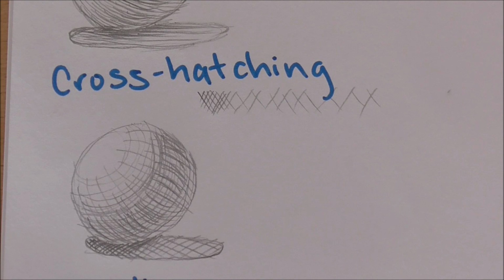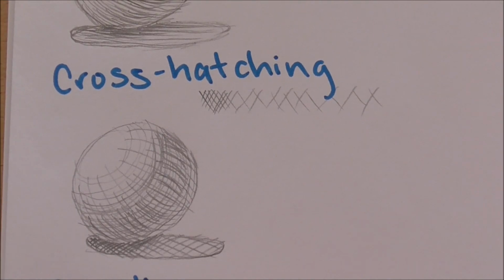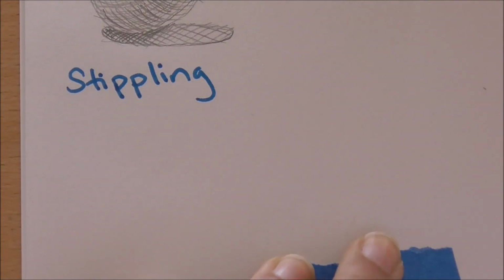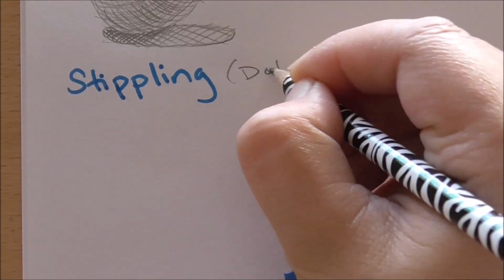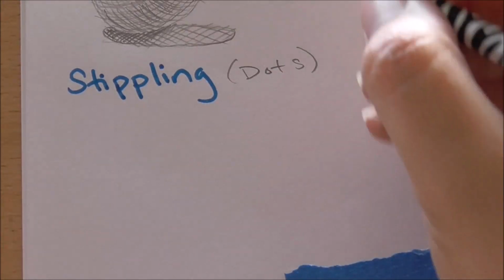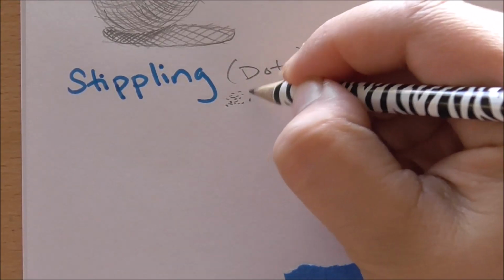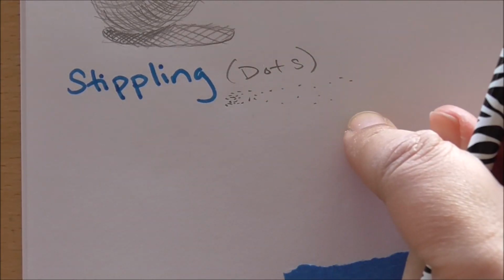And then I have my sphere cross-hatched. This one, I'm actually going to use a marker for this one. Stippling just means you're using dots. And same thing, the closer together your dots are, the darker the value. The more you spread out the dots, the lighter the value.